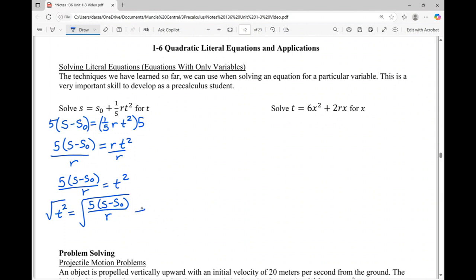And what do I have to remember? When I take the square root of both sides, I've got to add a plus or a minus. So this will be plus or minus the square root of 5 times (s minus s naught) over r, and we can go ahead and leave it like that. Sometimes they'll ask you to rationalize that denominator, but for the most part, rationalizing isn't something we're going to do. So, our first literal equation.